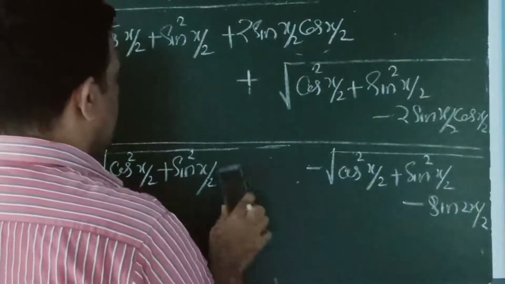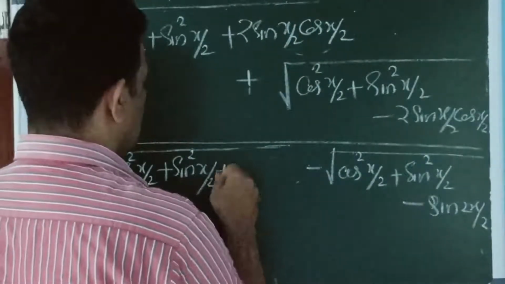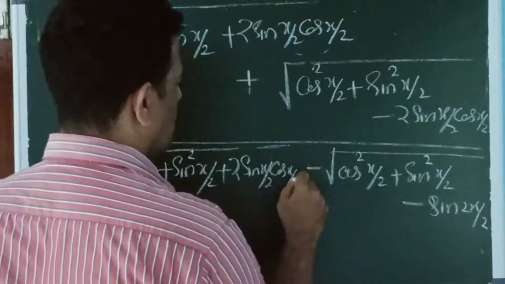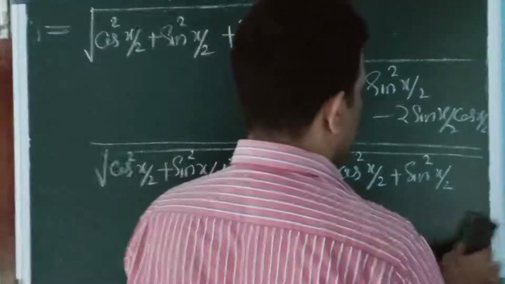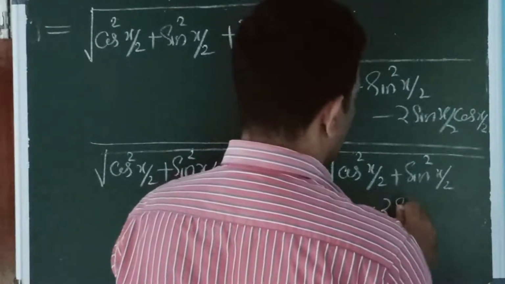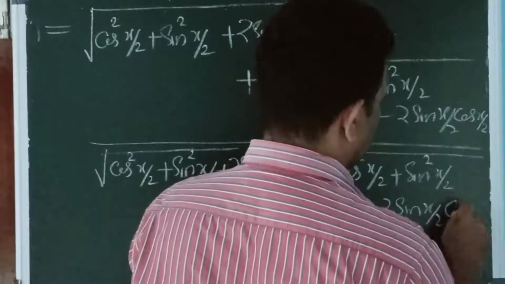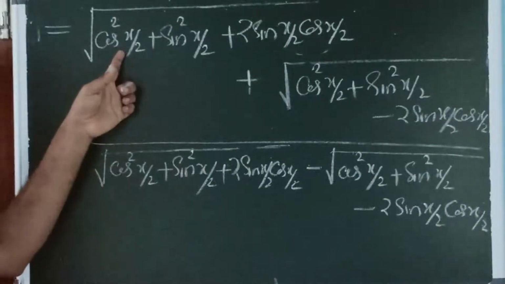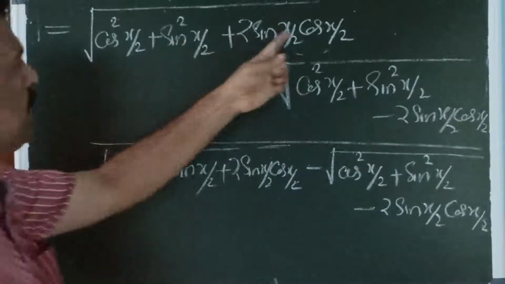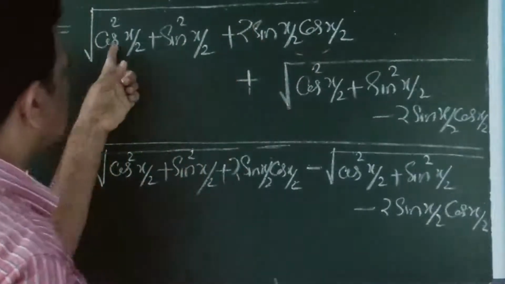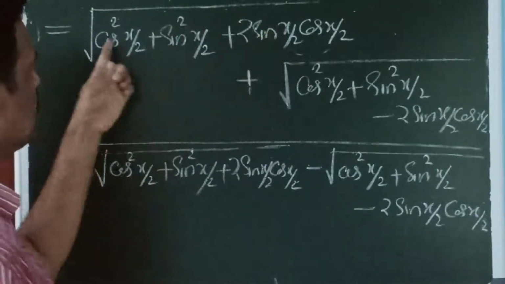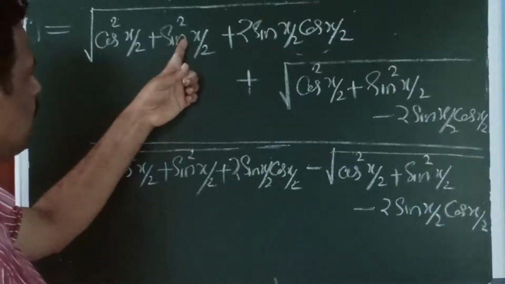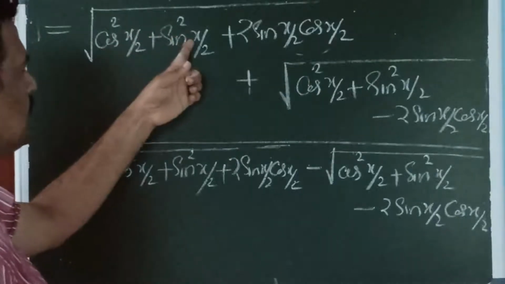Here it is plus 2 sin x by 2 cos x by 2. Here again it is minus 2 into sin x by 2 cos x by 2. Now listen, here we can see that it is a square plus b square plus 2ab, that is (a plus b) the whole square. Here a is cos x by 2, b is sin x by 2.